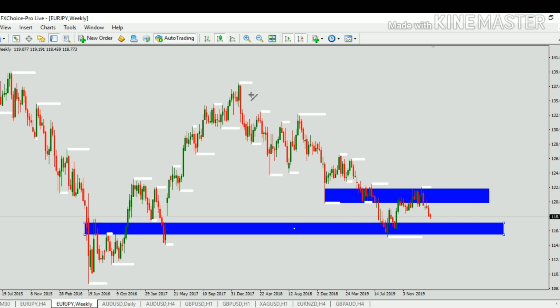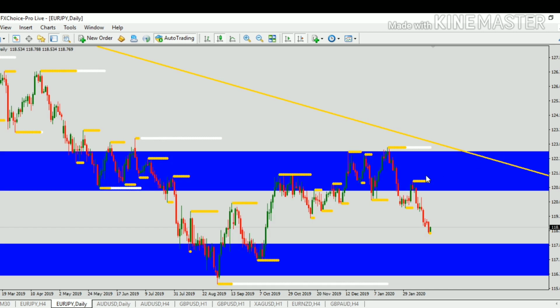So the first thing I do on the weekly time frame is I draw out my zones, and then I go back and I get a trend line and I find the major trend on the weekly time frame, which is down in this scenario.